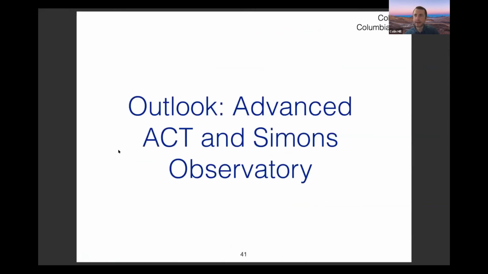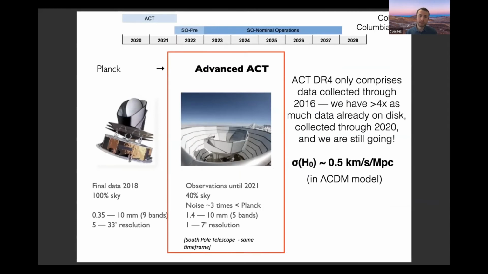Okay, so then in the last minute, I just want to briefly highlight that we have great data coming down the pipeline from ACT and Simons Observatory. The results that I showed you earlier from ACT were based just on our DR4 analysis that came out last summer, which included data through 2016. We've been collecting data in the intervening four years continuously, and we actually have four times as much data already on hand as what was released last summer.